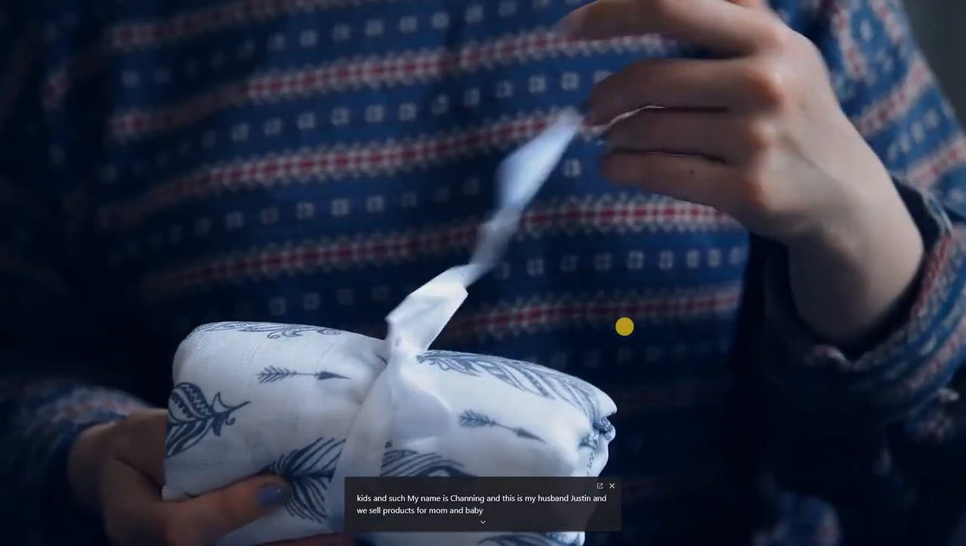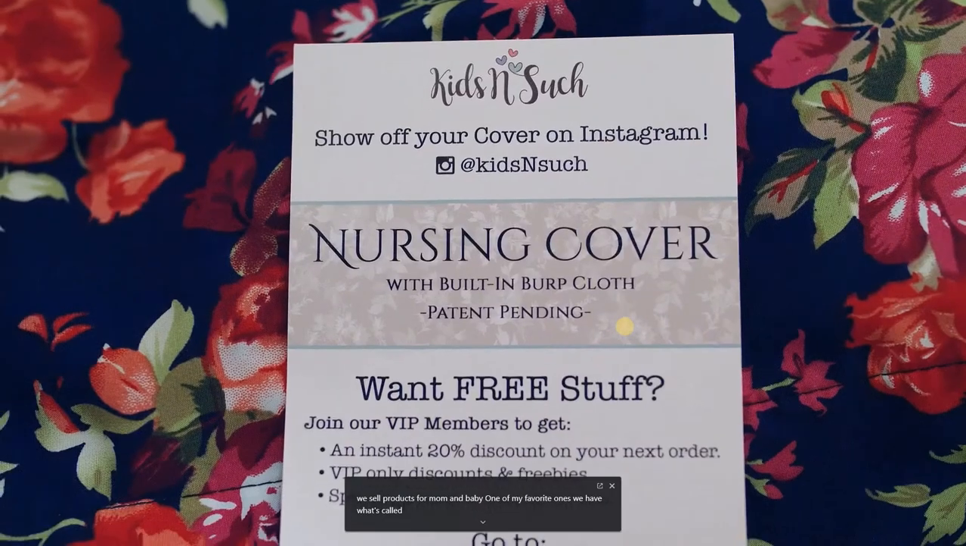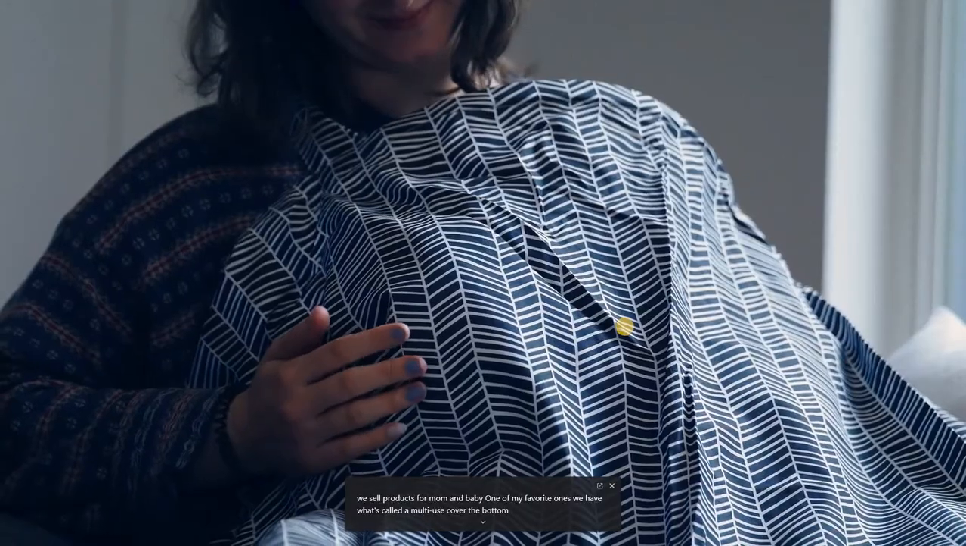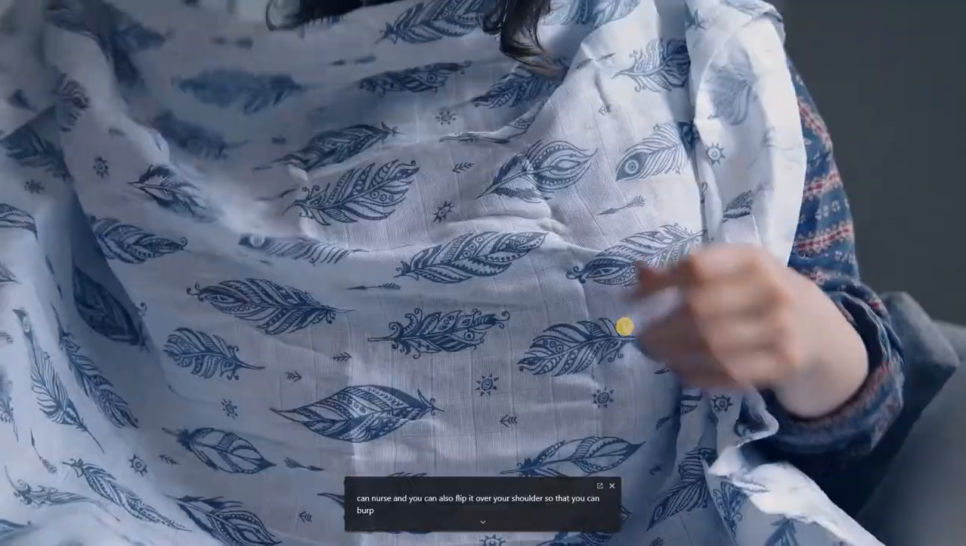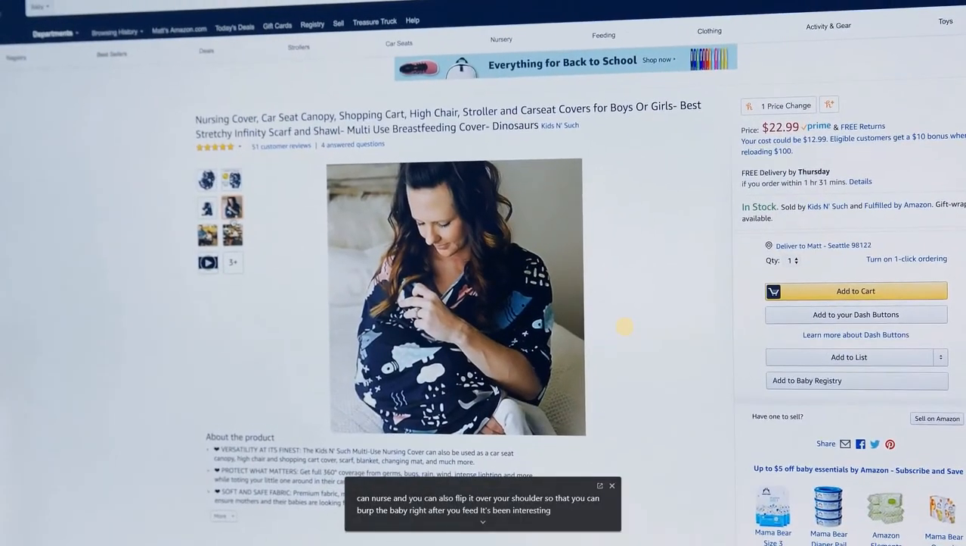One of my favorite ones, we have what's called a multi-use cover. The bottom has a burp cloth, so you can nurse and you can also flip it over your shoulder so that you can burp the baby right after you feed. It's been interesting testing out our products. I totally wore the nursing cover and pretended to nurse my fake baby.